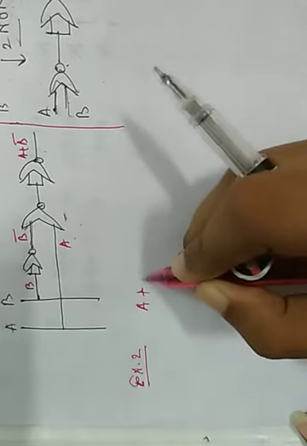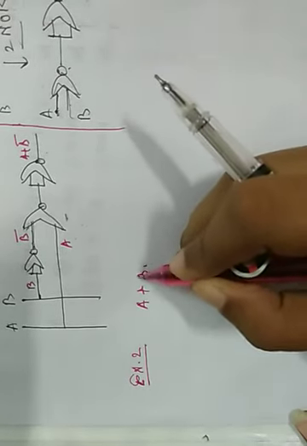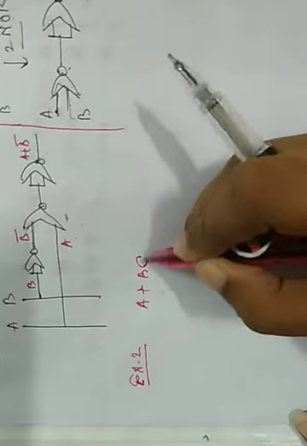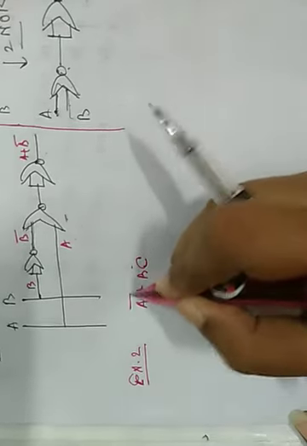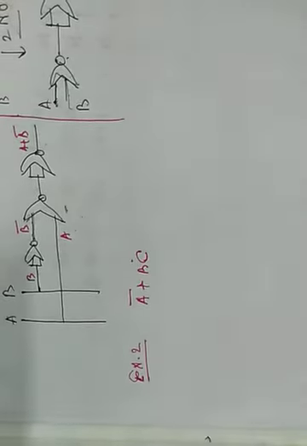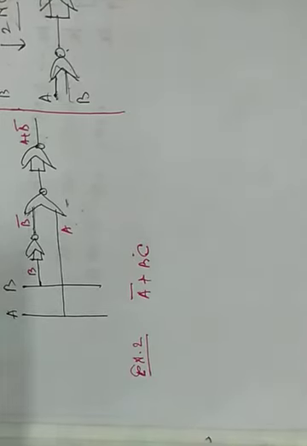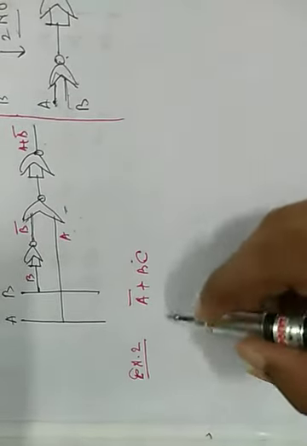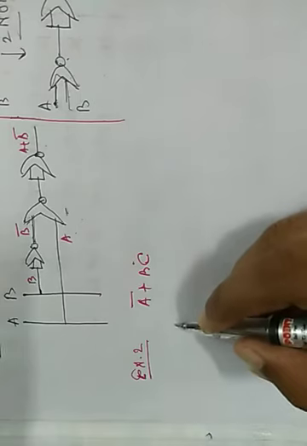Suppose A plus B dot A bar plus B dot C. Okay. So at first we have to draw our normal logic gate.